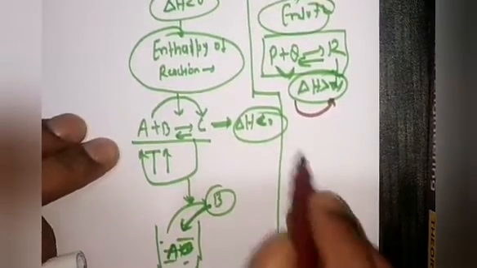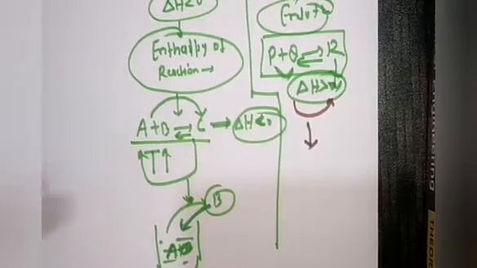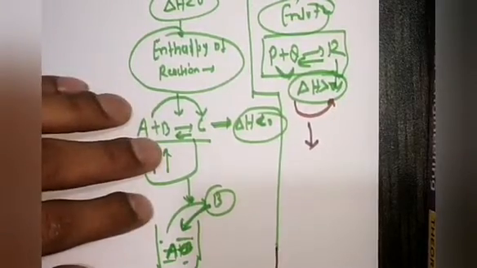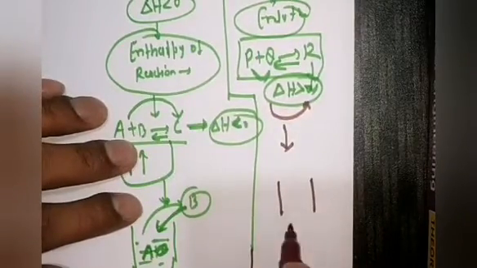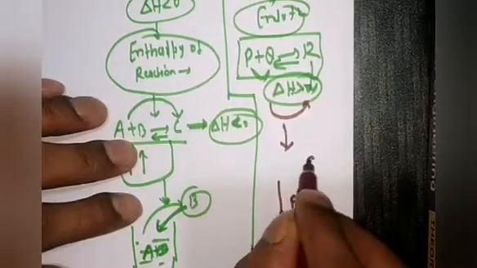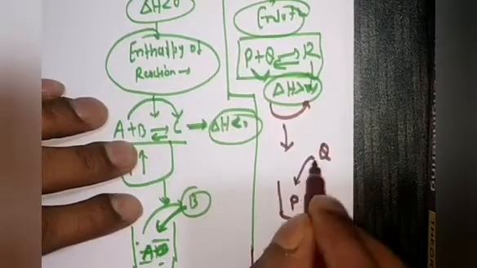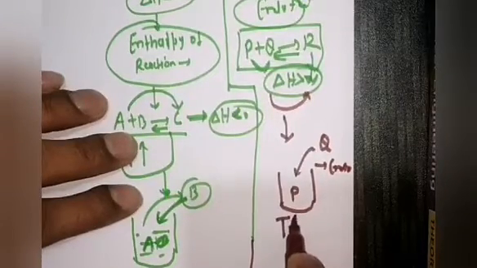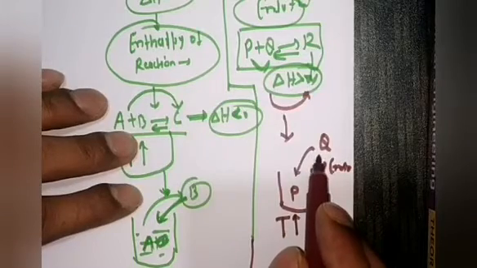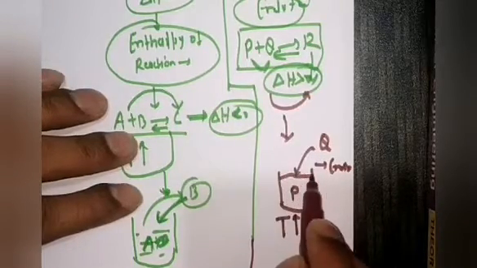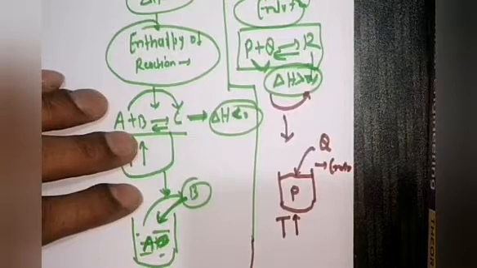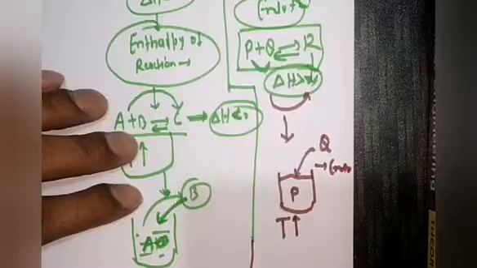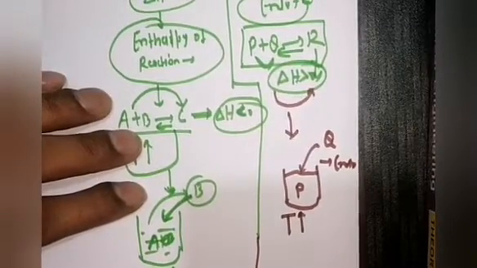Just understand one thing over here: if you are going to correlate these things with the concept of solution, then what will happen if the dissolution process is endothermic? Just take P as a solvent and Q as a solute. Now if the dissolution process is endothermic and you increase the temperature, then more and more dissolution of Q will take place in P, and the dissolution process will get supported by the temperature. That's why it depends on the situation whether the dissolution process is exothermic or endothermic.